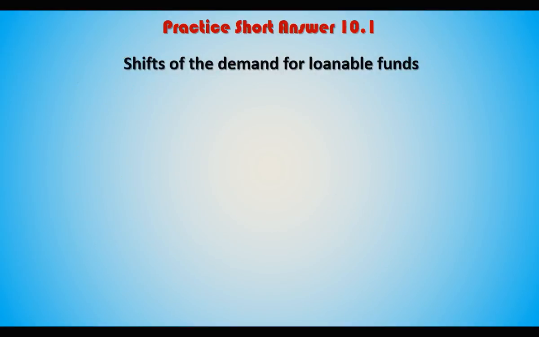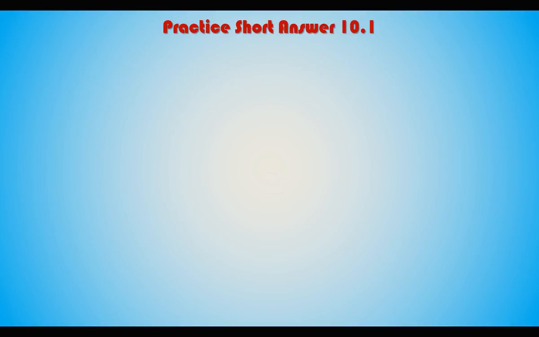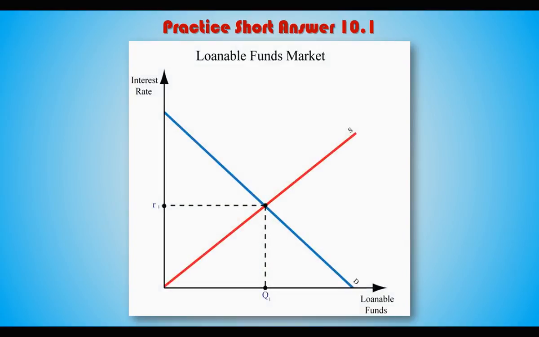So we're going to have a shift of the demand for loanable funds. The change in perceived business opportunities is one thing that can shift it. The change in government spending is another thing that can shift it. And another thing that can shift it is also an expectation of inflation. So we expect inflation to go up. So the demand curve shifts to the right.